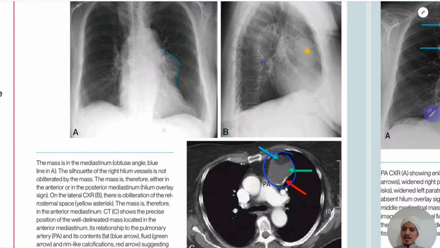Its relationship to the pulmonary artery, and it contains fat. So what is the content? It is fat because it is light gray in color. Fat is light gray in color. So blue arrow, this one, this is the fat, light gray in color. And fluid, green arrow. So this is the fluid, fat and fluid.